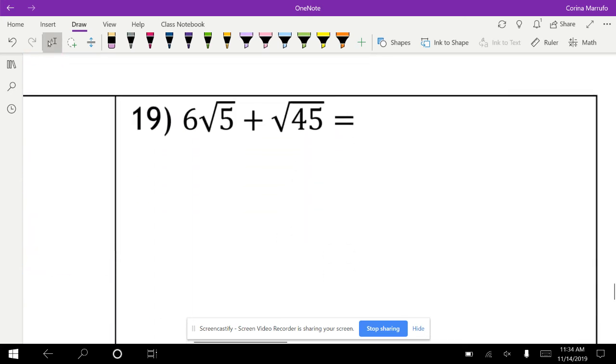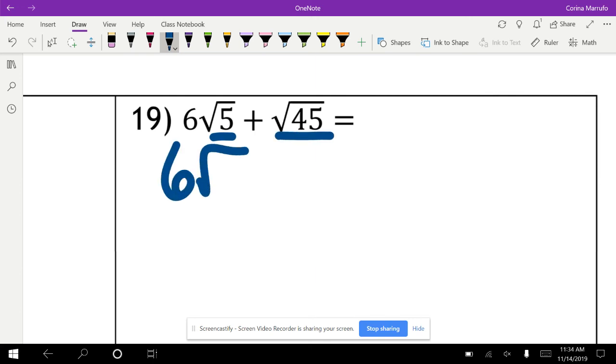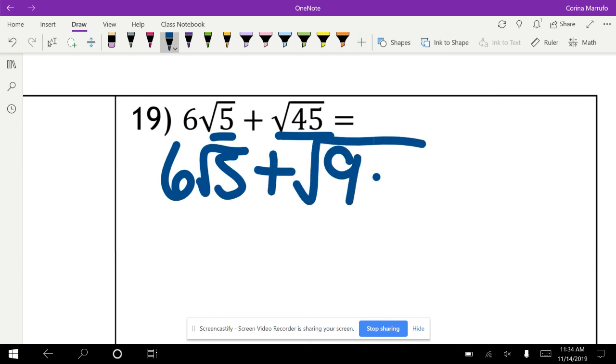In the last example, 6 and the square root of 5 plus the square root of 45. So the square root of 5 we cannot simplify, but we can simplify the square root of 45. So we rewrite 6 and the square root of 5 plus the two numbers to give us 45 are 9 times 5.